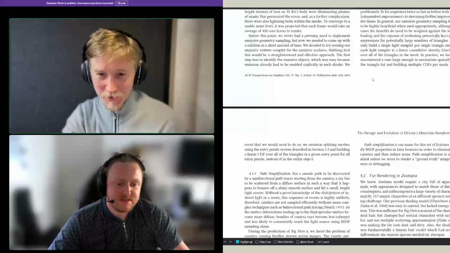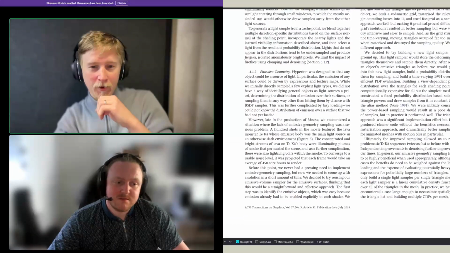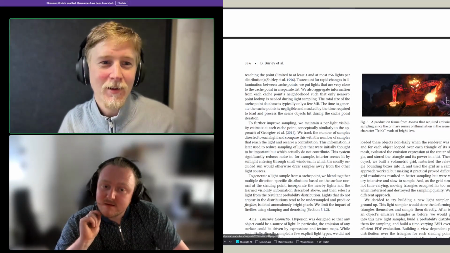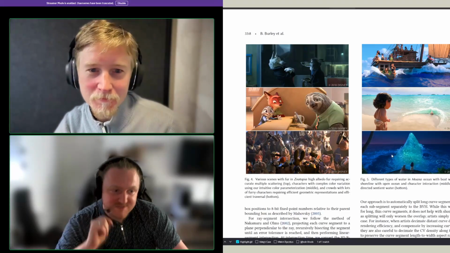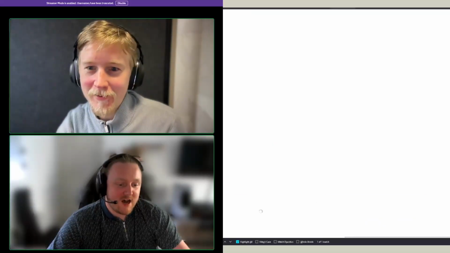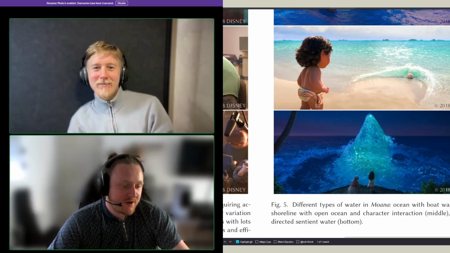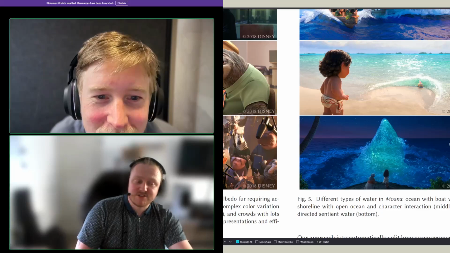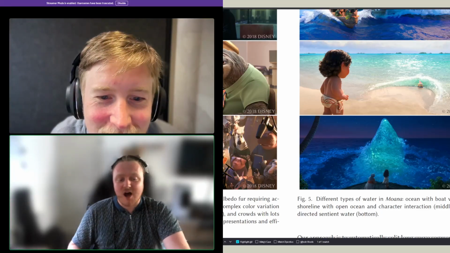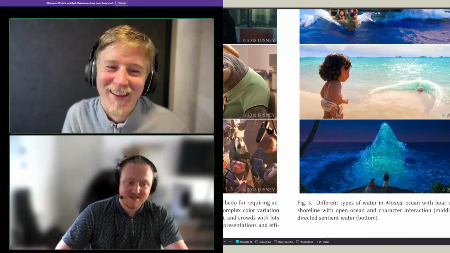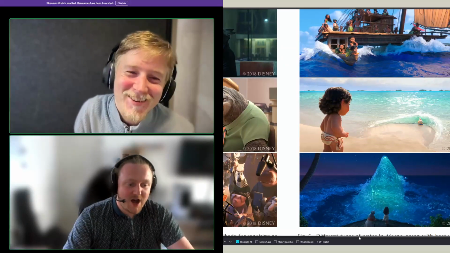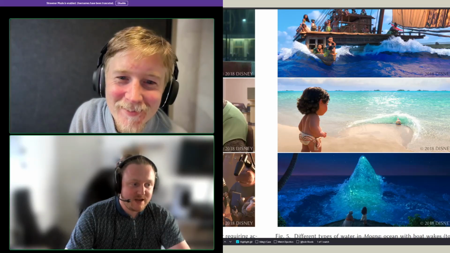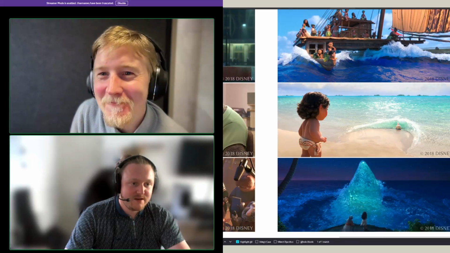Sticking with Moana, another thing that they had to work on was water. I'm looking at Fig 5 at the moment. It says different types of water in Moana: ocean with boat wakes, shoreline with open ocean, and character interaction. And I love that it's called art-directed sentient water. I'm not sure if that exists in real life, but it certainly exists inside Moana.